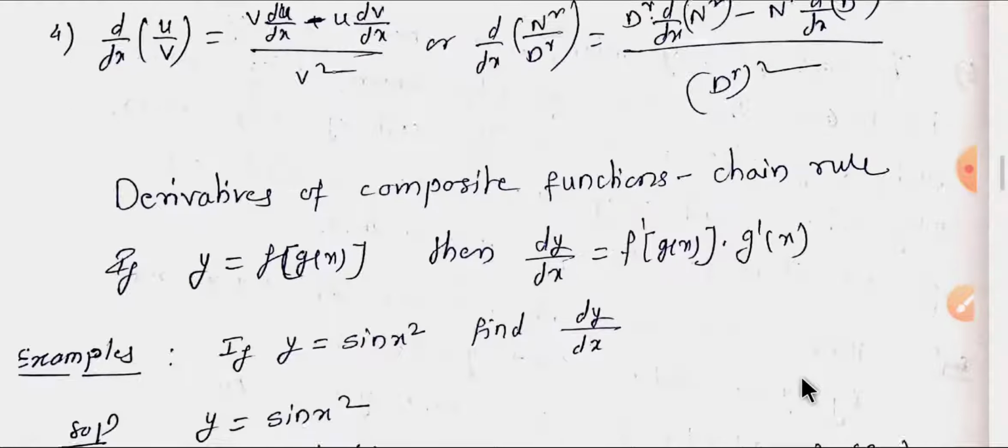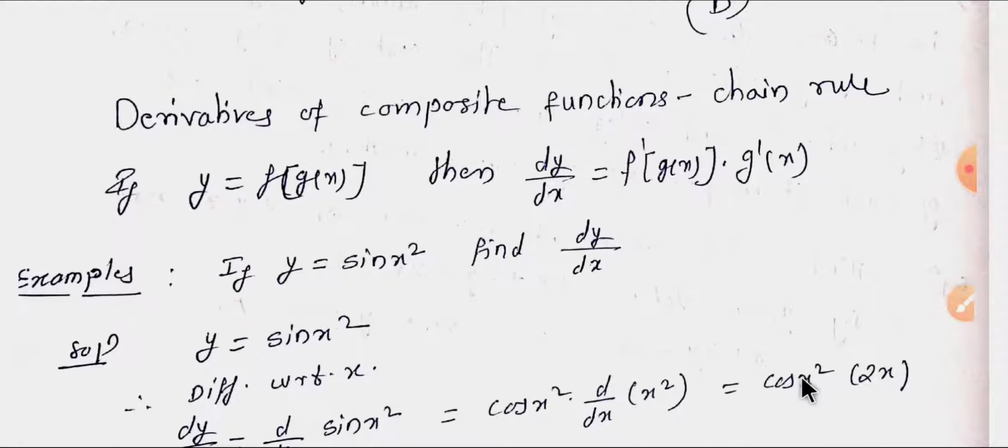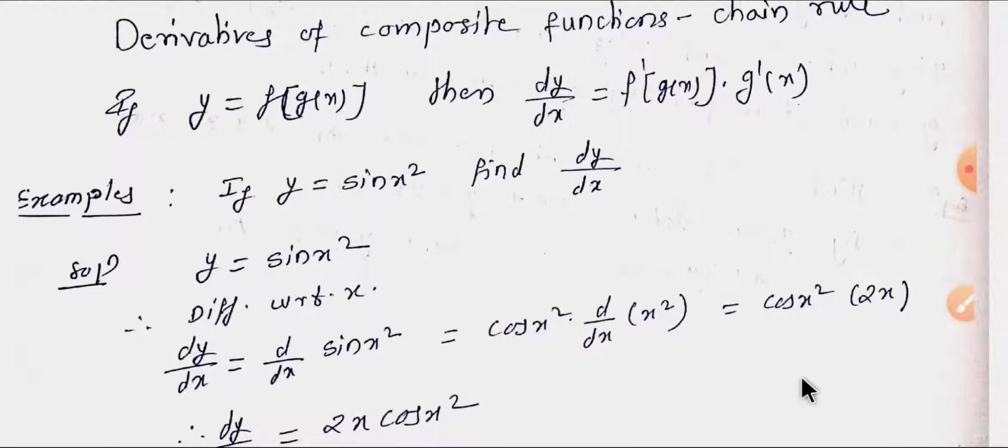Now here we study the derivative of composite functions, which is also called the chain rule. The formula is, if y equal to f of g of x, then dy by dx is f dash of g of x into g dash of x, that is the derivative of a function of a function.